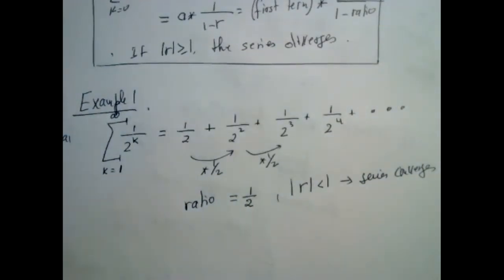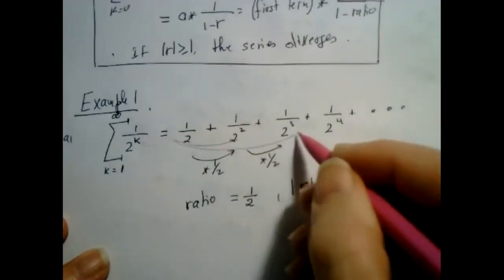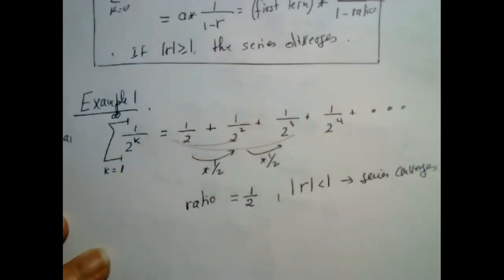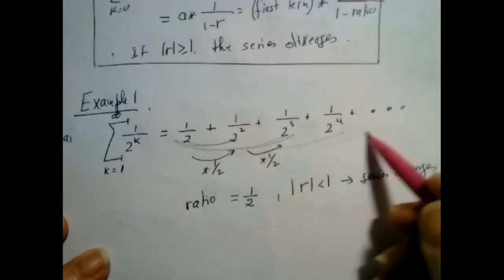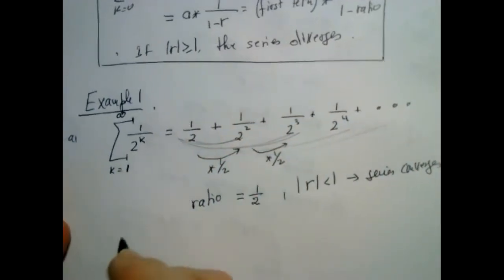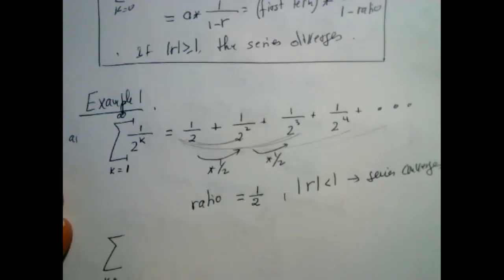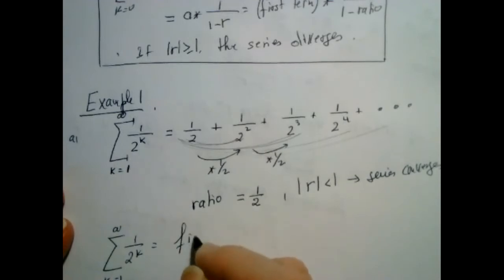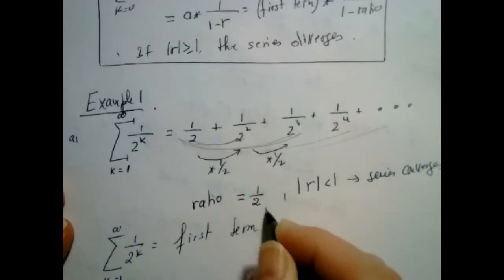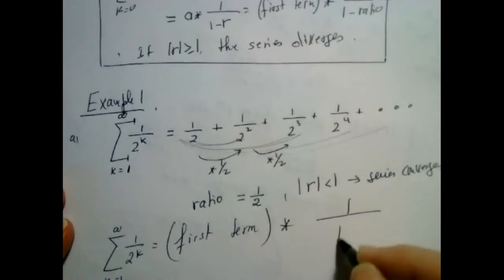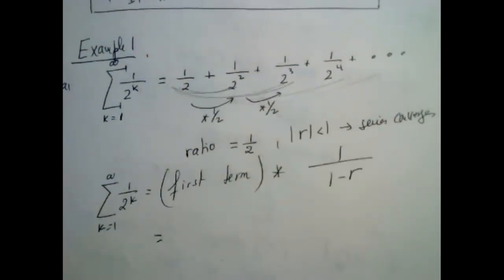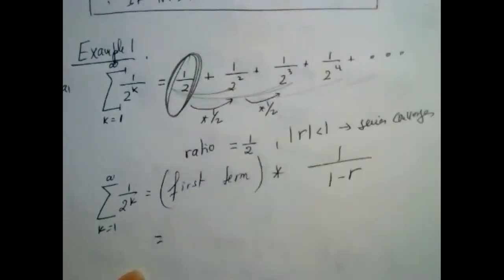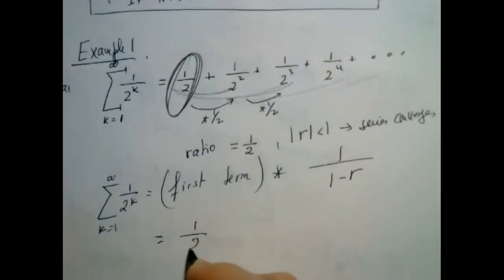It means if we start adding those terms, if you actually pick up your calculator and start adding more and more terms, what is this sum going to be close to? Now let's see what this formula tells me. It tells me that the sum from k equal 1 to infinity of 1 over 2 to the k is equal to the first term times 1 over 1 minus the ratio. Now what's my first term here? My first term is a half.